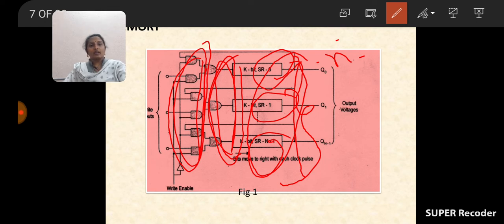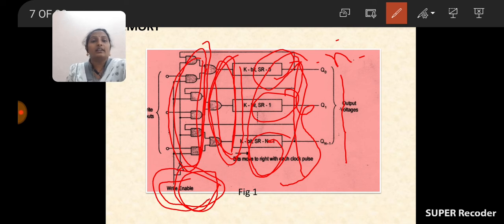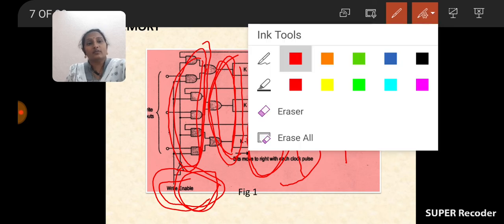Once check here. The outputs are in the form of Q0, Q1, up to Qn minus 1. And with the enable signal, see here, the enable signal is a write enable. If write enable is in active condition, the data is entered into the register. If it is in disable condition, the contents must be retrieved from the memory.